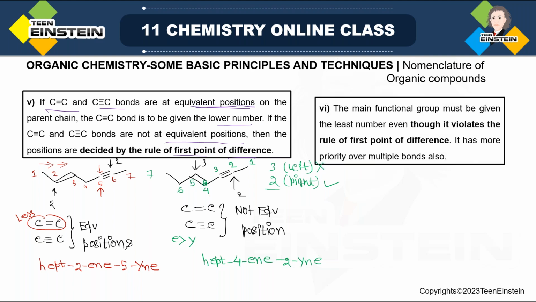Now we will see that if a functional group is present, it always gets the lowest number even though it violates the first point of difference rule. We are giving the functional group so much priority that even if you violate this rule, it is okay. So it has even more priority over multiple bonds. Fine. So we will draw a molecule where double bonds and some functional group both are present so that we can compare.